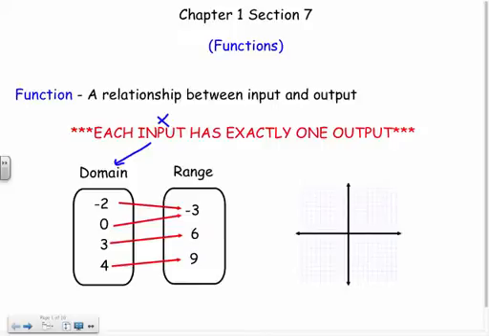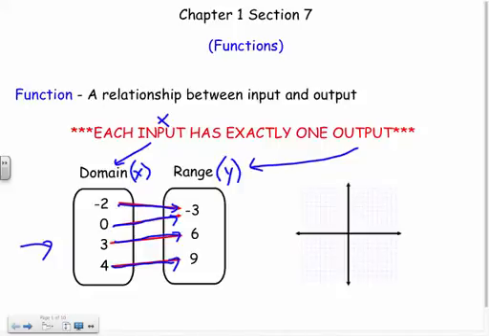By looking at my mapping here on the left, the domains, or my x values, each one can only have one output. For example, -2 has one output of -3. 0 has one output of -3. They go to the same output, but that's okay as long as each input has exactly one output. 3 outputs to 6 and 4 outputs to 9. And our range, those would be our y values. Our outputs are our ranges, and those are our y values.